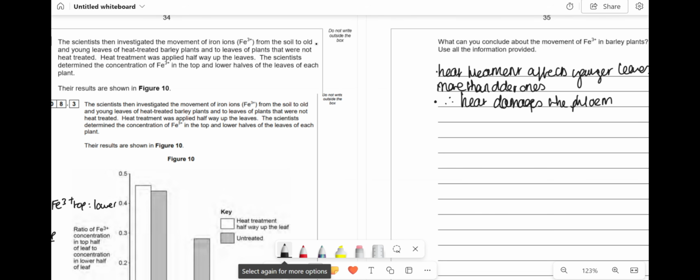However, if we're heat treating it, there's still things getting to the top. Remember that they've heat treated halfway up the leaf, so there should be nothing if we're heat treating it. As well as that, they've told you in the question that this is Fe in the soil and this is the leaves, so it's moving up through the plant. That's also how I know it's the phloem. However, we can still see that these two still have some in the top half of the leaf than the lower.